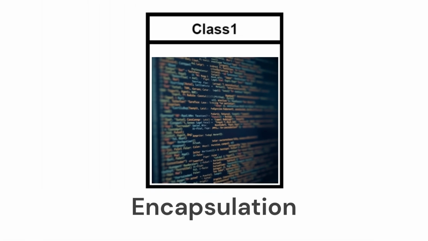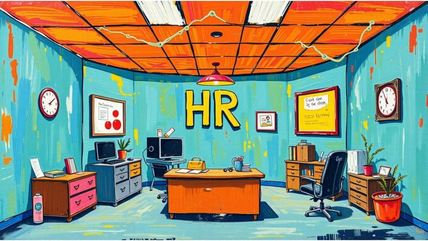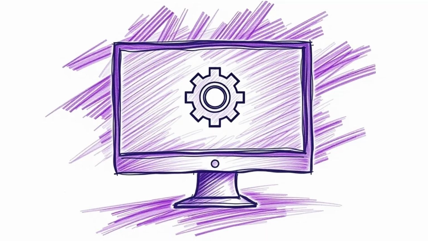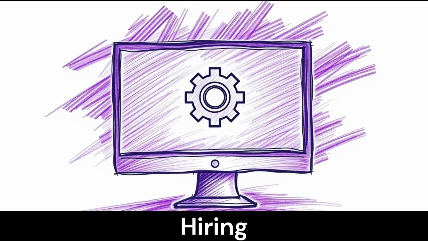In programming, when you enclose your code within a class, that's encapsulation. Why do we do this? For maintainability. Let's see a coding example to understand this better. Suppose we are developing a software for the HR department of a company. The software provides functionalities related to hiring, like hiring an employee, sending an offer, onboarding an employee, etc.